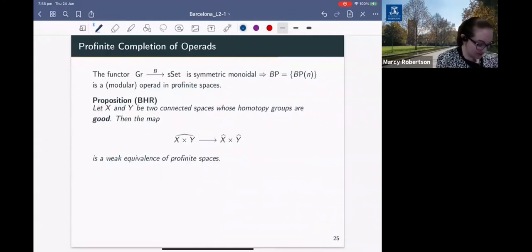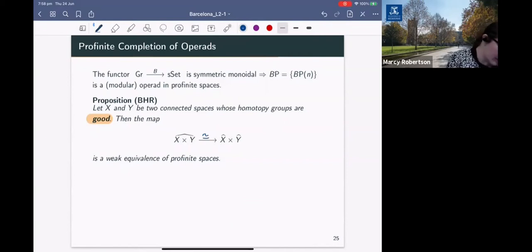So we have this proposition with Pedro and Geoffroy that says that if I have two really nice spaces, so X and Y are connected spaces with good homotopy groups, I'm not going to give this definition, but I guess I can if you really want me to. So these are really nice topological spaces or simplicial sets. In this case, the profinite completion of X times Y is weakly equivalent to the profinite completion of X times the profinite completion of Y.